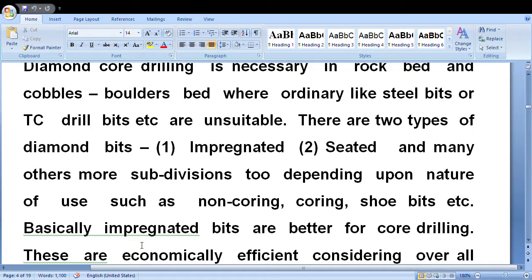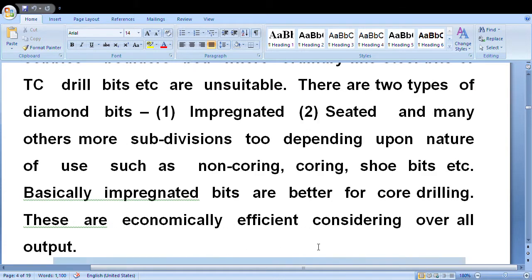Basically, impregnated bits are better for core drilling. These are economically very efficient considering overall output. The cost of impregnated bits is almost double that of the seated bits. Seated bits means that at the end of the bit shoe, diamond pieces are seated, and impregnated means the alloy is mixed with diamond powder, and in seated bits, diamonds are seated in the alloy.